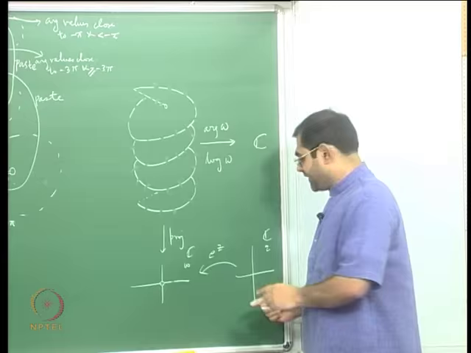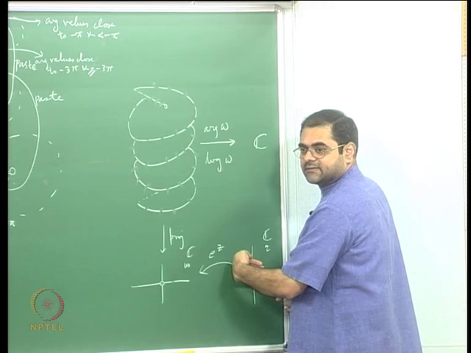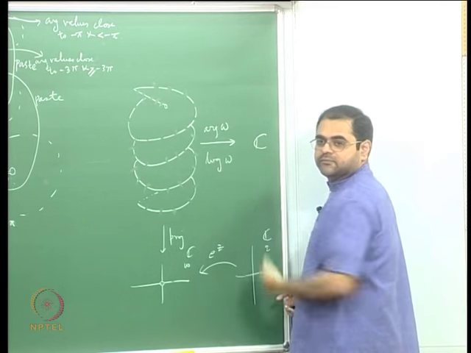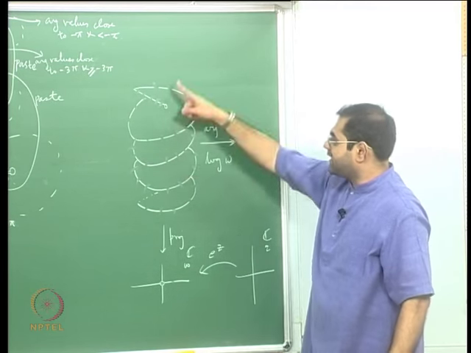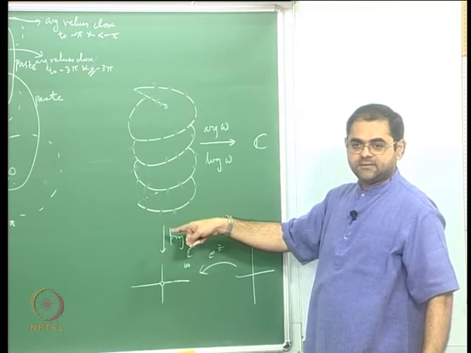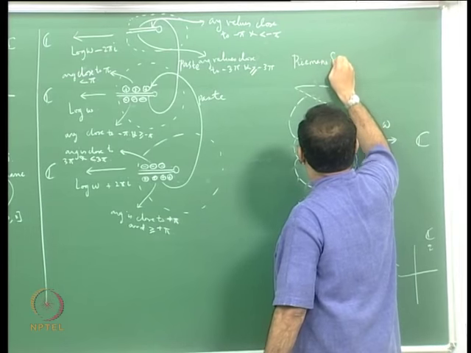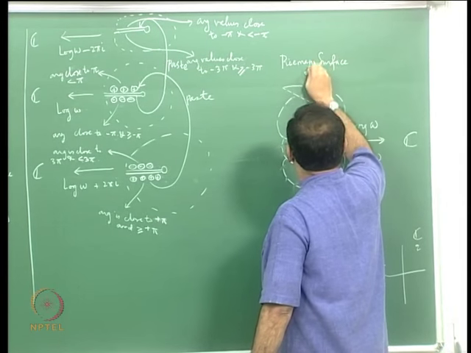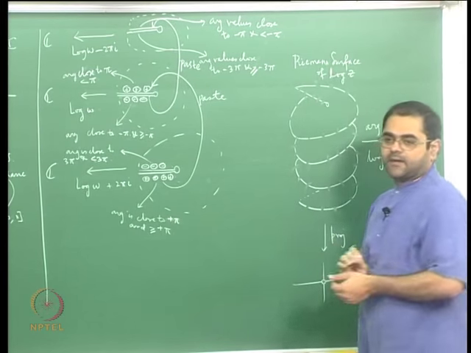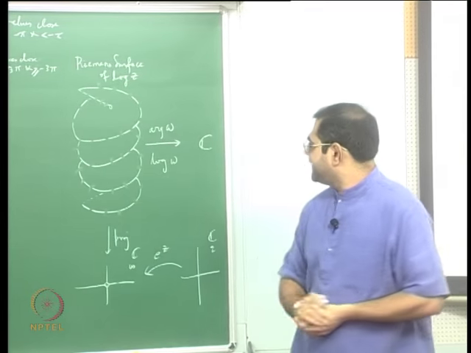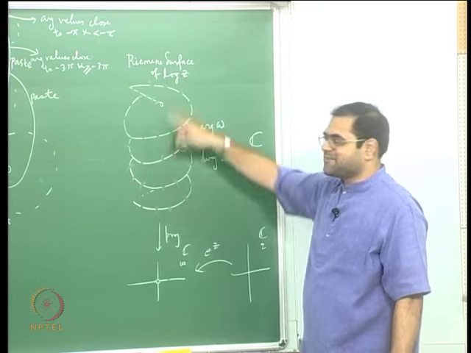So look at this diagram, I have the exponential function. If I try to define the inverse function, I do not get it here, but I get it above. I get it on a Riemann surface which projects onto this. So this is called the Riemann surface of log z. Let me put a small l, because it is now a single valued analytic function on this Riemann surface.